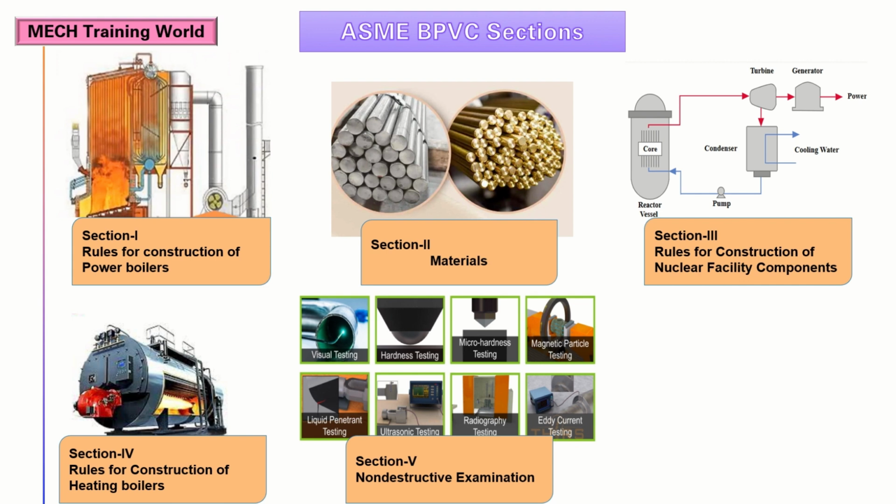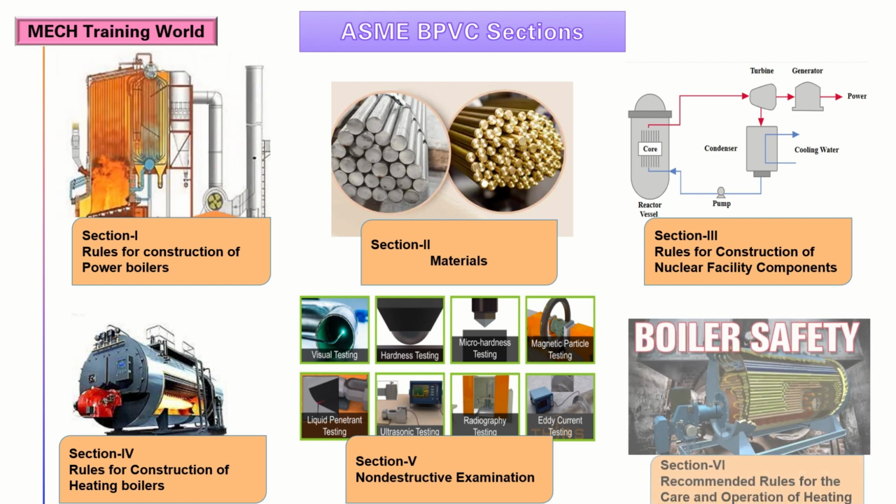For example, if you see a crack, Section 8 gives what the length of that crack should be. If it is less than 1 mm, it is acceptable, so you can use your pressure vessel without any problem. Okay, I hope you are getting it.